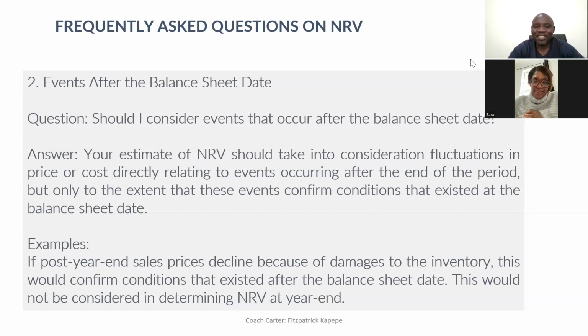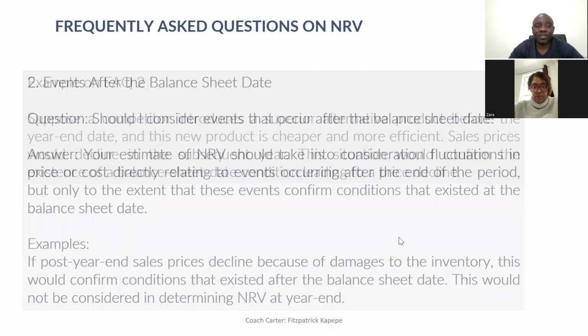So examples of post-year-end sales prices declined because of damages to the inventory. We looked at these almost similar examples under IAS 10. This would confirm conditions that existed after the balance sheet date. This would not be considered in determining NRV at year-end. So you have to look at all these things.